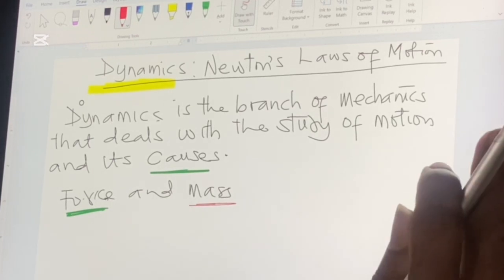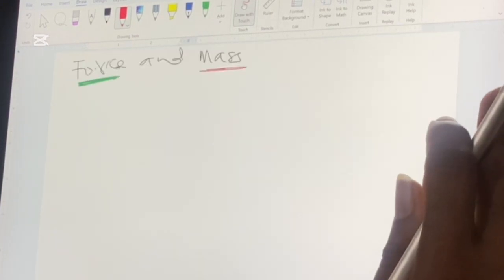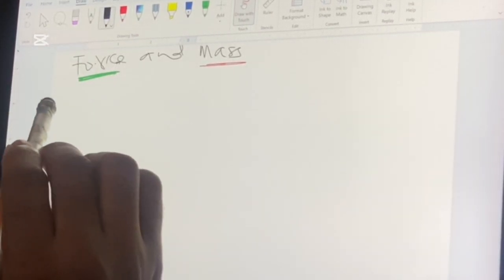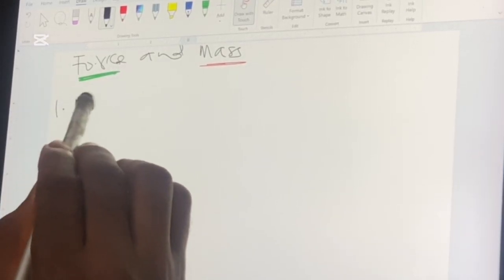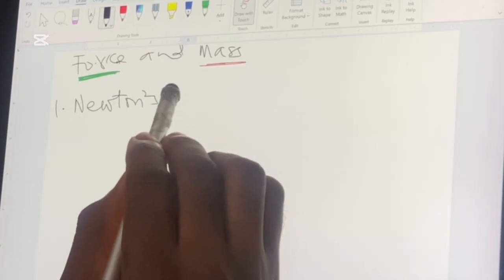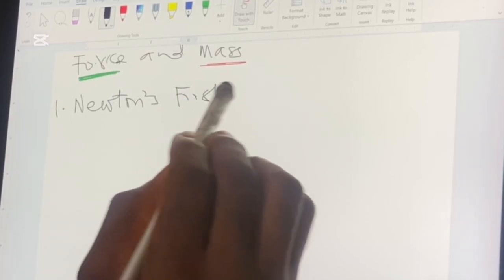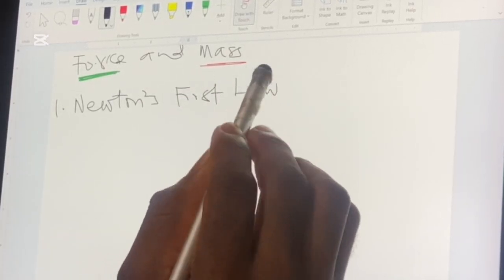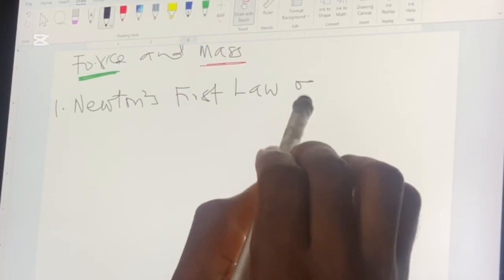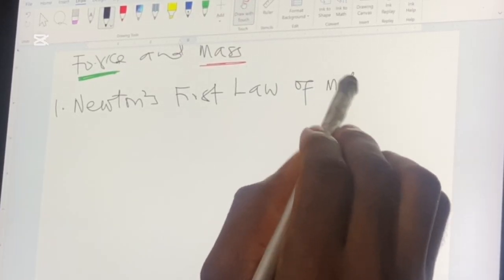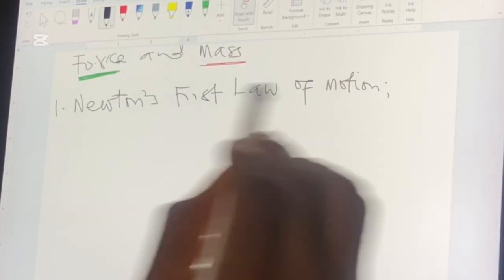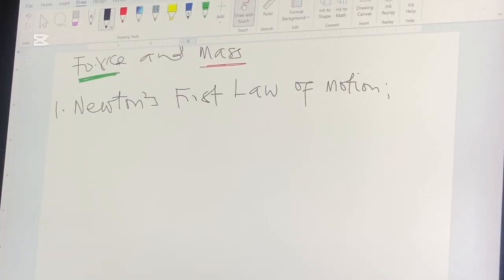Okay, so let's consider the first law. Let's consider the first law, class. Please write: Newton's first law of motion.